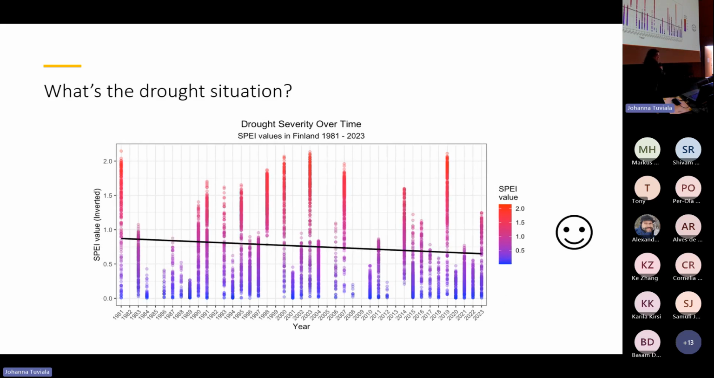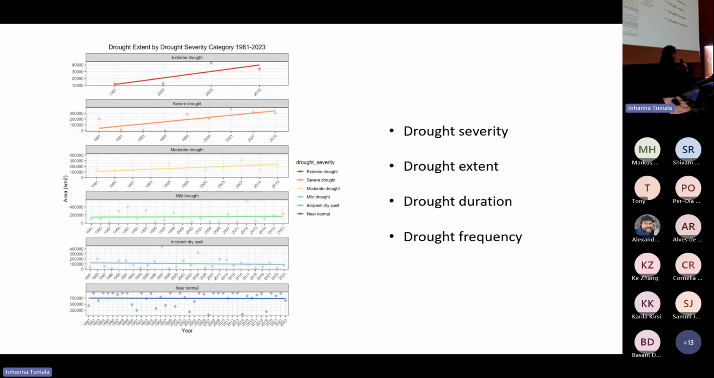There's kind of a trend that it's declining, so yes, I suppose that's happy, we can all go home. But in reality, there are a lot of different characteristics to drought. You've got drought severity, drought extent, drought duration, and drought frequency. And all of these different types of drought have different impacts, I suppose, on ecosystems.